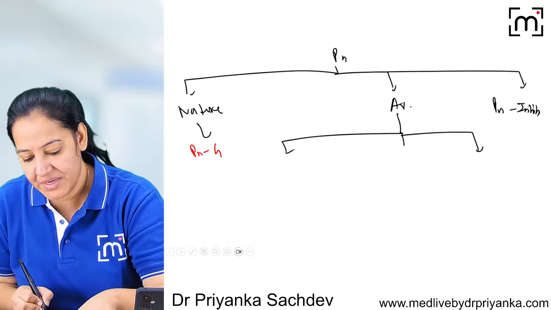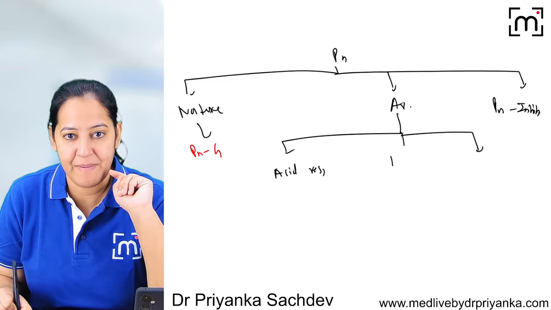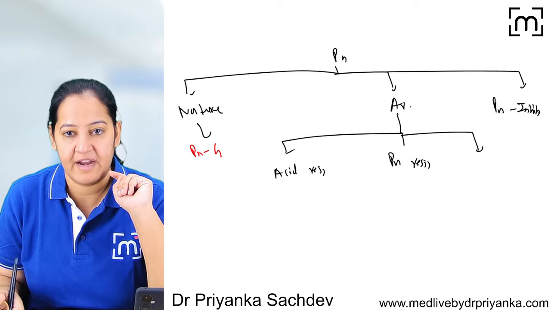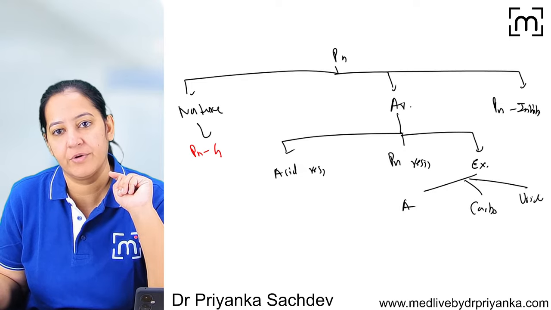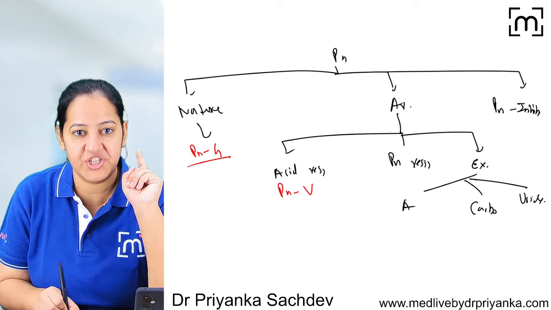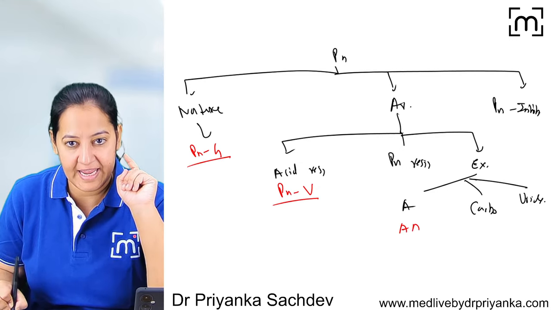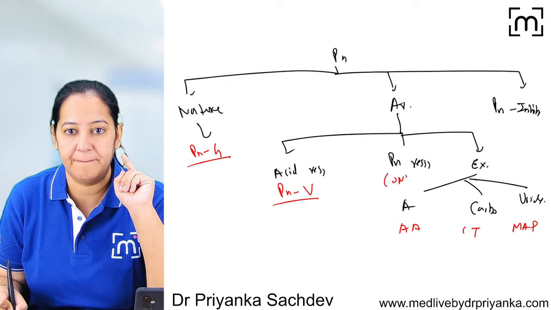Here, what are the three categories I told you? One is acid resistant, one is penicillinase resistant, and one is extended spectrum. Those are the three types: amino, carboxy, and ureido. Now tell me the names. Here also we have only one, penicillin V. Penicillin G, penicillin V. Here AACT MAP. And here CONDOM.